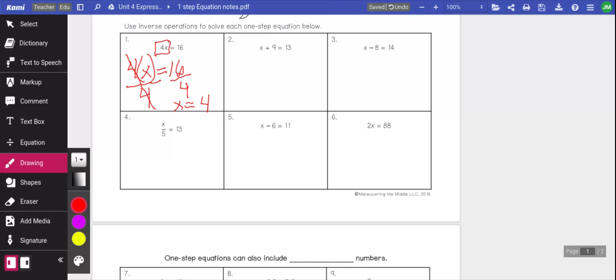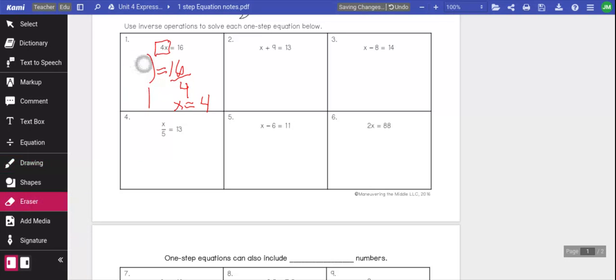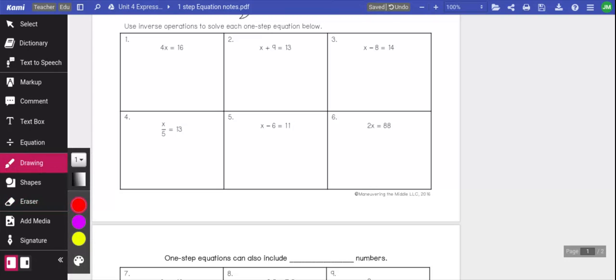Now, how do I check this? Okay, well, the easiest way to check this would be to plug in what I believe is the solution into the original equation. Okay, so if I have 4x equals 16, I'm going to take out the x because I said it equaled 4. And I'm going to go 4 times 4 equals 16. Okay, and I would definitely use a calculator on this one.